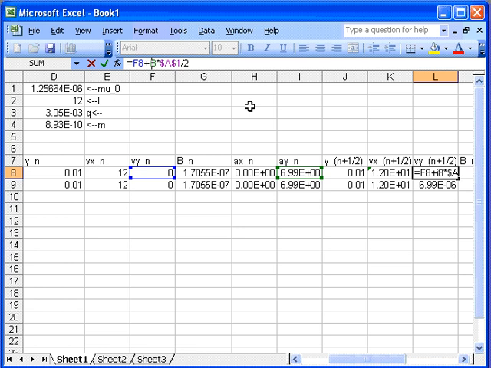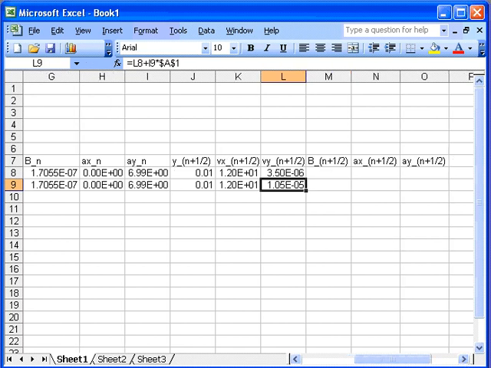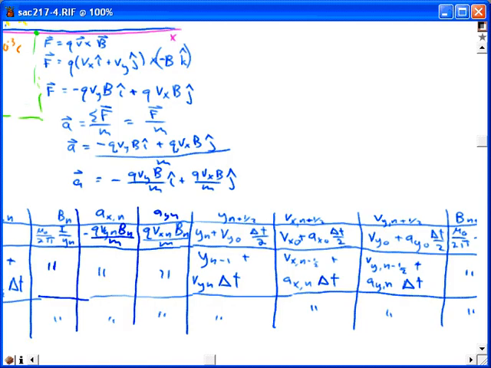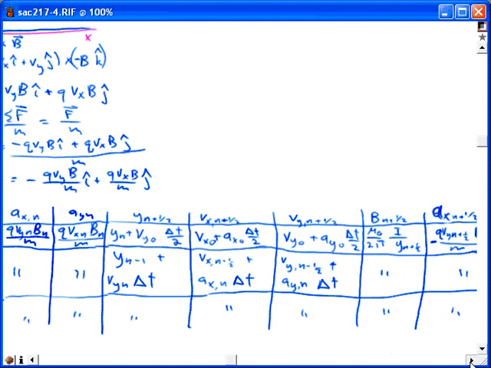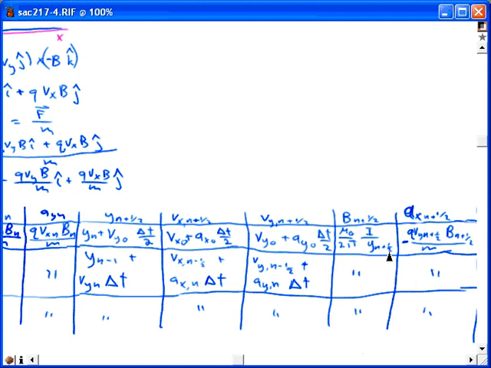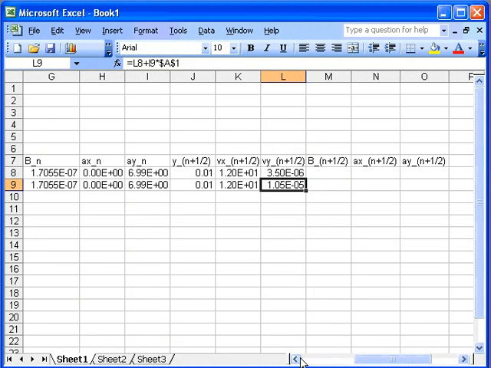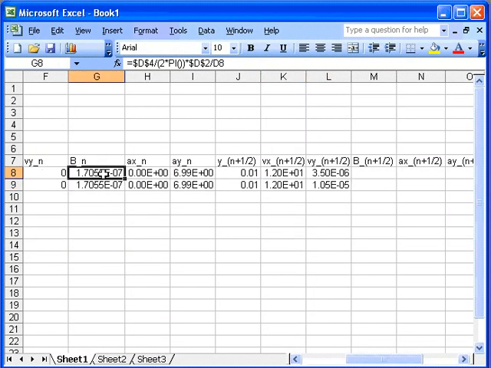I used the X component of the acceleration and I needed the Y component of the acceleration, so I think I fixed that up. Okay, and then Bn plus a half. Looks like the old B except Yn plus a half instead of Yn. So yeah, Control C, I'll just copy that over there.